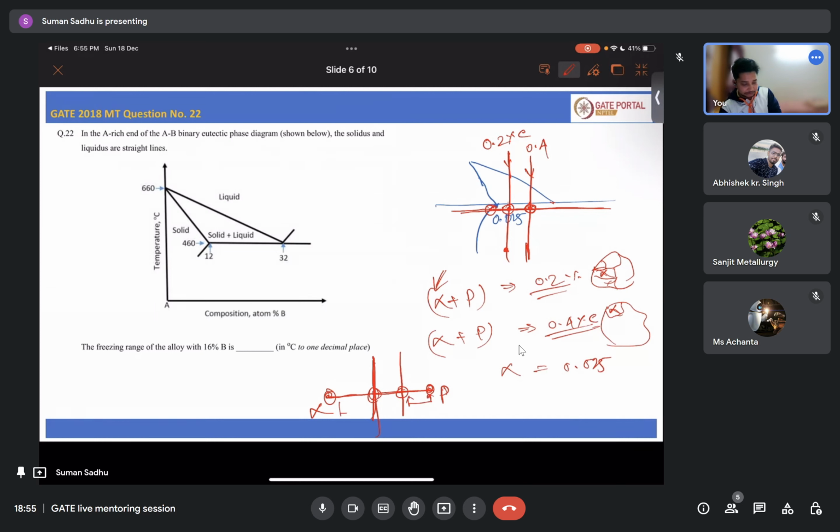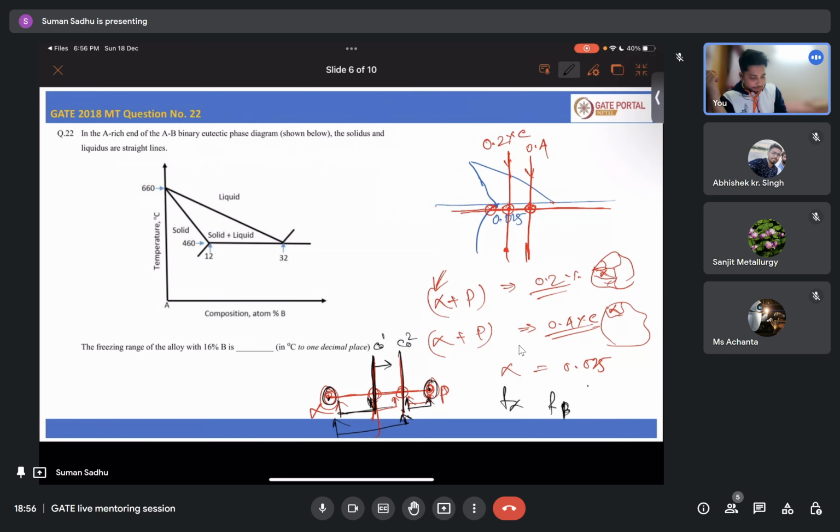Are you getting my point? Yes, sir. These two compositions are fixed. These two compositions are not changing. Only you are shifting from here to here, right? So when you are shifting from here to here, what is changing? Only the fraction of phases, because the length of the lever is changing. Earlier this length was up to this one. Now this length is up to this one. So the length of the lever is changing, which means your fraction of alpha and fraction of beta will change, or the fraction of perlite in this case will change.